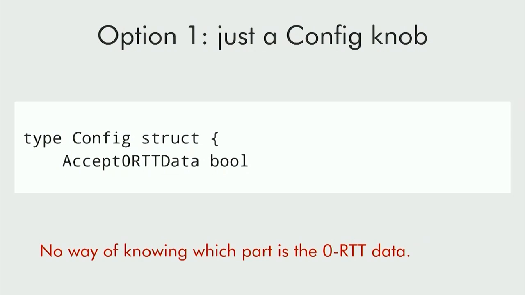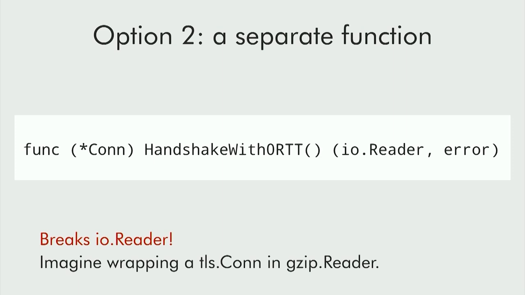So the first option that we start with, of course, is the idea of a config boolean, a simple AcceptZeroRTT flag. But of course, that doesn't let us make any decision based on what is zero-RTT data and what is not. So that's not enough. The second thing we considered was a separate function, HandshakeWithZeroRTT, that accepts a connection, receives the zero-RTT data, returns the zero-RTT data, and then you can do whatever you want with it.